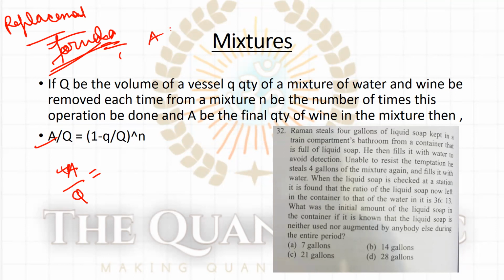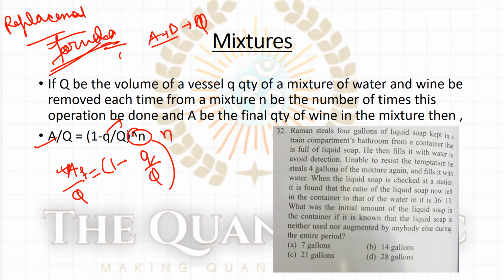Say we had two quantities. Okay. And the sum of both quantities is Q. Okay. Now A final by Q, the total, will be 1 minus the amount of A replaced. So that will basically be Q, and Q is total. Okay. And total, how many times we are doing the replacement.